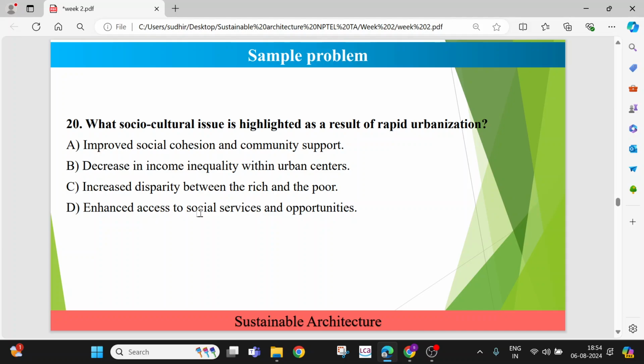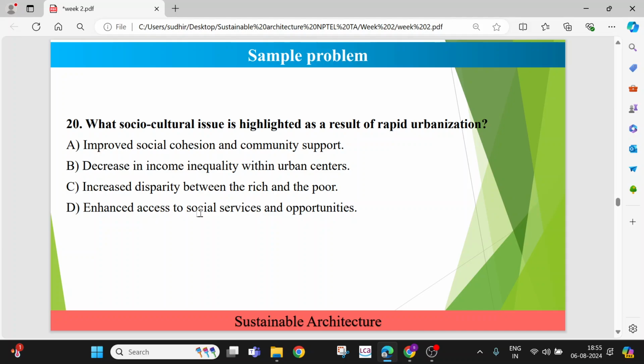What socio-cultural issue is highlighted as a result of rapid urbanization? Option C. Read all the four options, those who have not given the answer. It's okay. Divya is also agreeing with option C now. So all of you who have mentioned it in the chat box and through voice have said option C is the right answer, and there is no further confusion. So for question number 20, option C is the right answer.